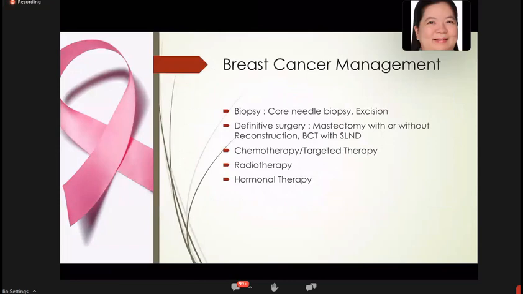So why is it important to refer them early to surgeons? Because how do we manage breast cancer? One, you need to get a biopsy. Ideally, you do it using core needle biopsy. We have a special gun, hindi siya yung syringe na ginagamit natin. Usually malaki yan, gauge, I think mga nasa 21 to 23, no, mas malaki pa.